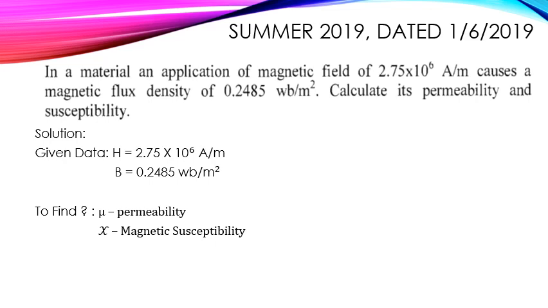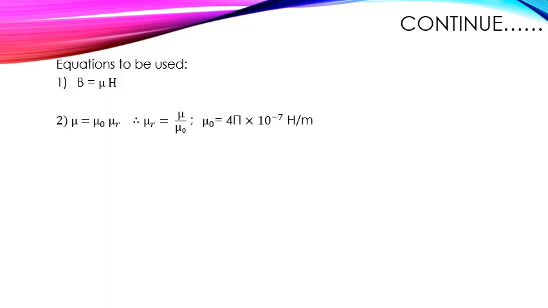So with this given data and what to find, to find mu, the equation is B = mu H, and to find mu r, use the equation mu = mu naught mu r, and to find the susceptibility, use the equation mu r minus 1.